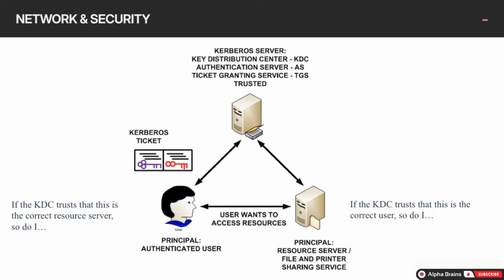And in this example, we're talking about the file and printer sharing service on that resource server over to the right. And when the user then wants to access that resource server, he uses this Kerberos ticket, feeds it over to the resource server.